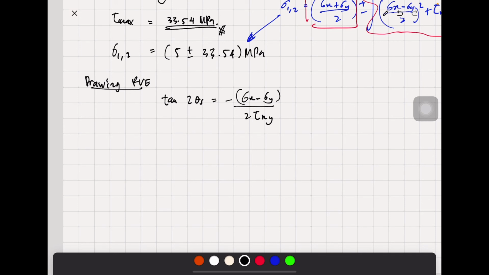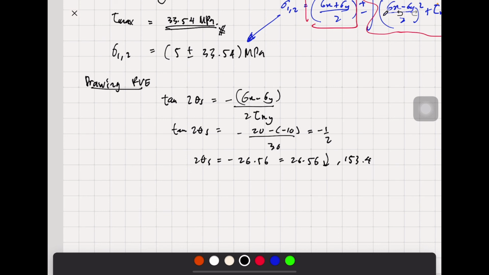So by calculating this, you will get tangent 2 theta s is equal to negative 20 minus 10 over 30. You've got negative half. 2 theta s is equal to 26.56. The value is 26.56 clockwise and 153.44 degrees counterclockwise.